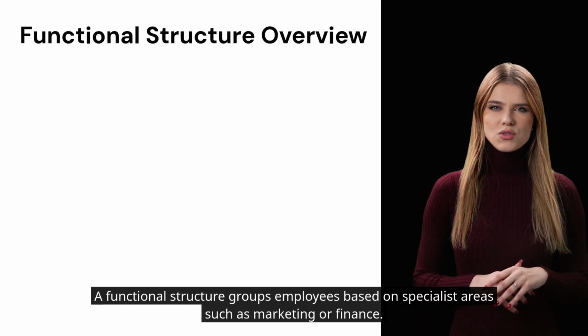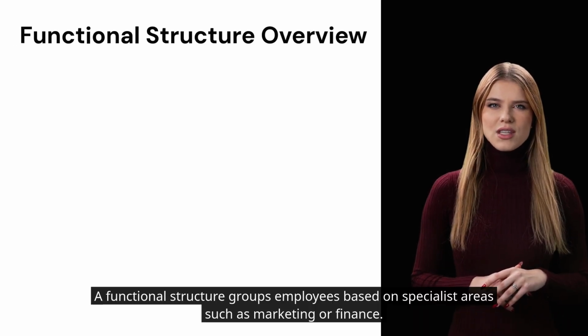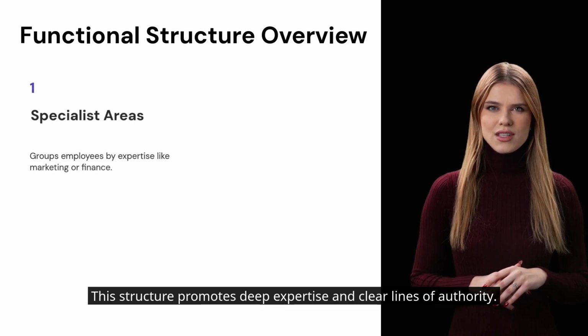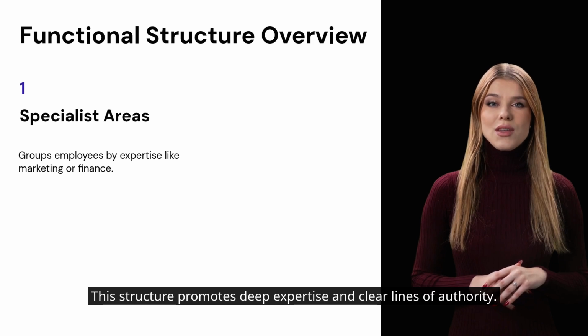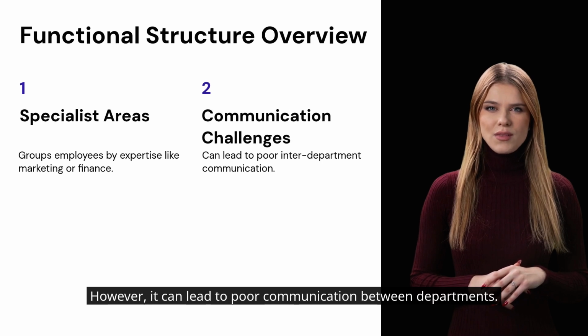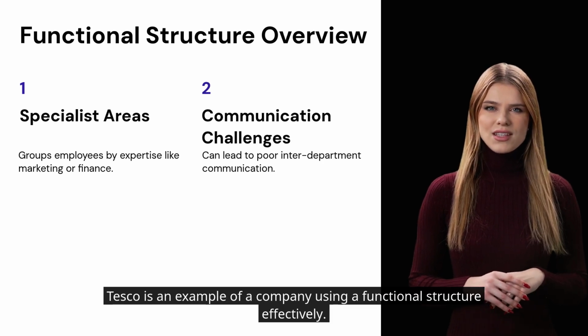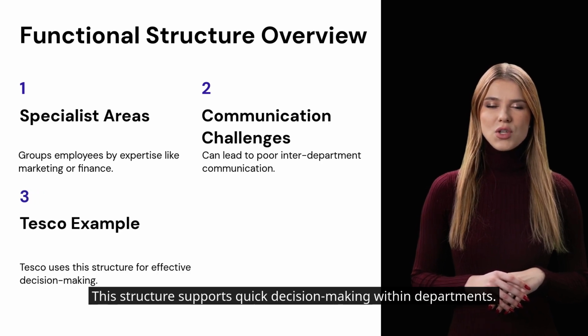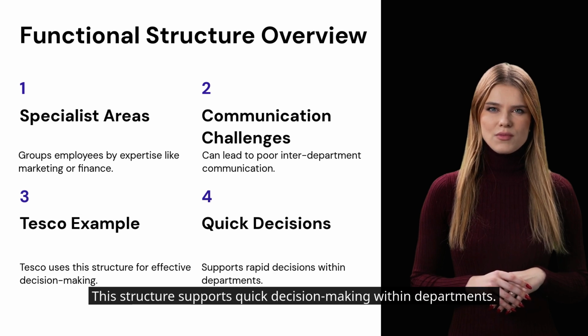A functional structure groups employees based on specialist areas, such as marketing or finance. This structure promotes deep expertise and clear lines of authority. However, it can lead to poor communication between departments. Tesco is an example of a company using a functional structure effectively. This structure supports quick decision-making within departments.